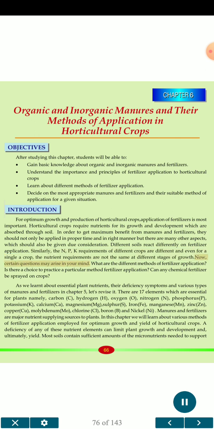Now, certain questions may arise in your mind. What are the different methods of fertilizer application? Is there a choice to practice a particular method of fertilizer application? Can any chemical fertilizer be sprayed on crops? As we learnt about essential plant nutrients, their deficiency symptoms and various types of manures and fertilizer in chapter 5, let's revise it.